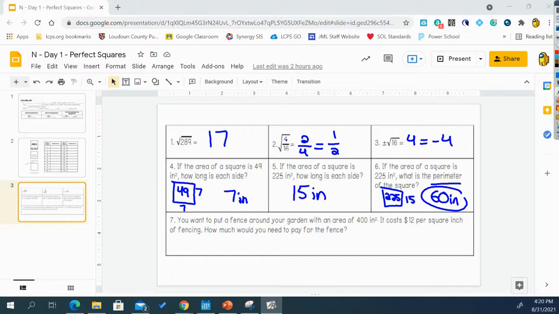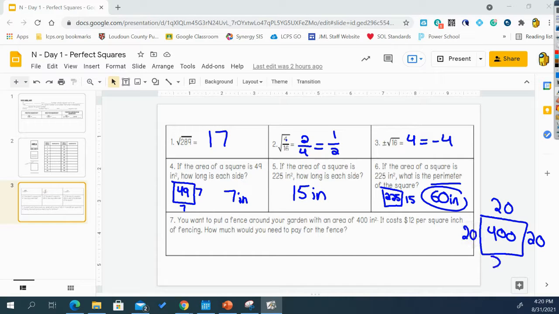And finally, it says you want to put a fence around your garden with an area of 400 inches squared. So I'm going to draw a little picture here. We have our fence, and I'm going to draw it over here where I have a little bit more room. Here's my yard. The area is 400. If the area is 400, that means each side is 20 long, because 20 times 20 gets me 400. It says, if it costs 12 inches per square inch of fencing, how much would you need to pay for the fence? So even though we know each side's 20, we need to first find the perimeter, because if they're building a fence, they're building it around the outside.